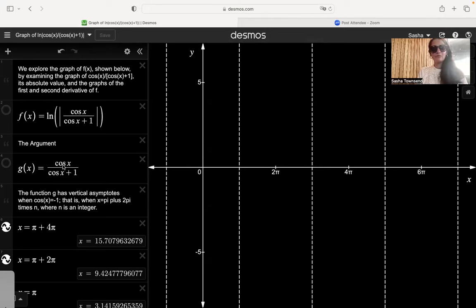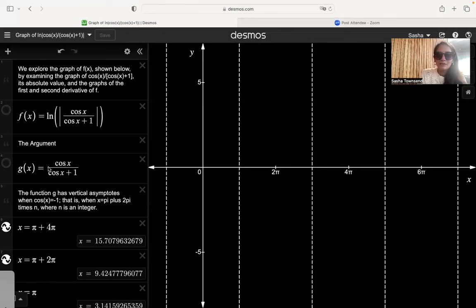Now we're going to have vertical asymptotes whenever the denominator is 0 and the numerator is non-zero. Since the numerator and denominator are basically the same function, except we've added 1 in that denominator, there's no way that these can be 0 at the same time. That's like saying x is 0 and x plus 1 is 0. They can't both be 0 at the same time. So I don't have to worry about the possibility of cosine of x and cosine of x plus 1 being 0 at the same time.